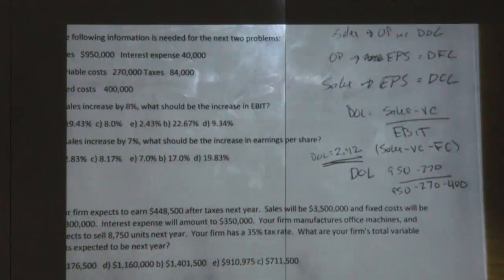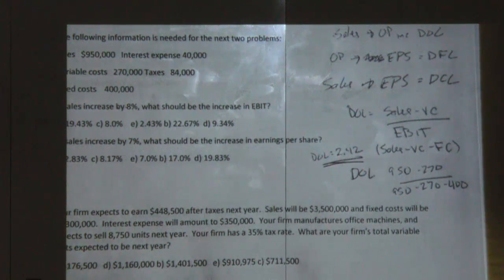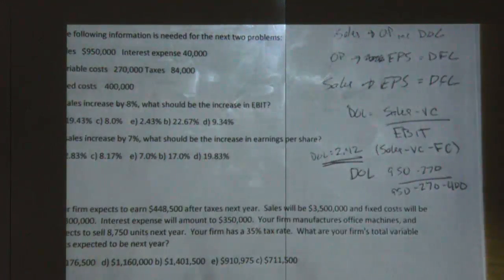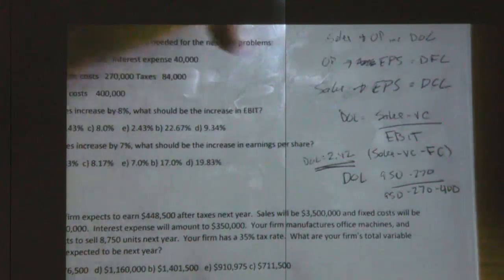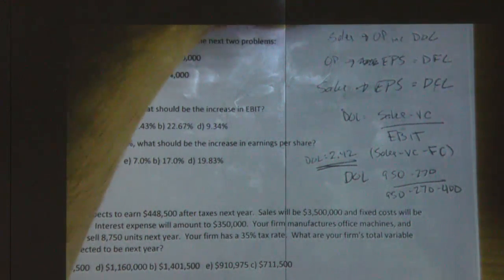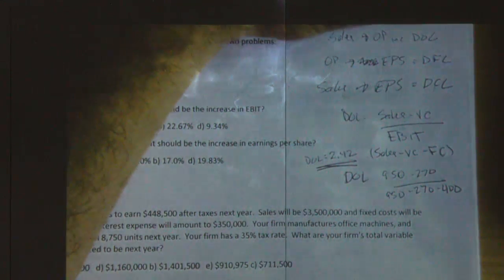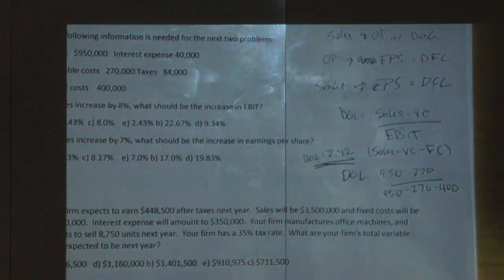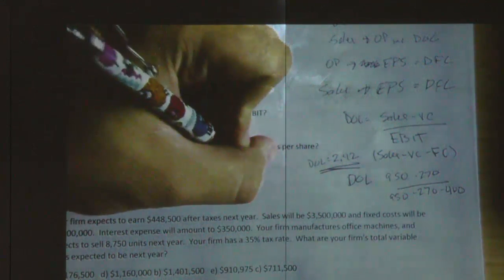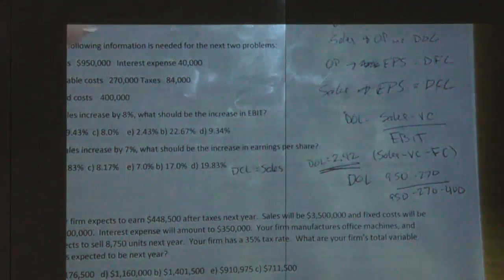Now here, if sales increase by 7%, what is the increase in EPS? So we're going to use our DCL. There are a number of ways you can find your DCL. DCL is also DOL times DFL, but there's also the formula which is just going to be, yeah, DCL will be kind of a mixture of DOL and DFL.